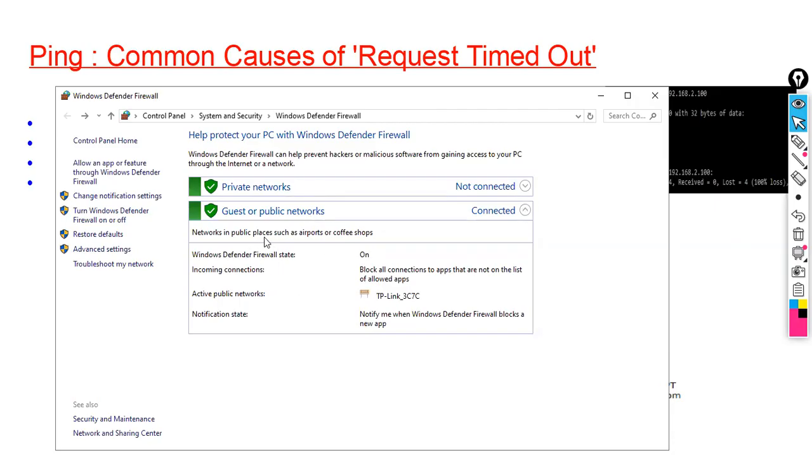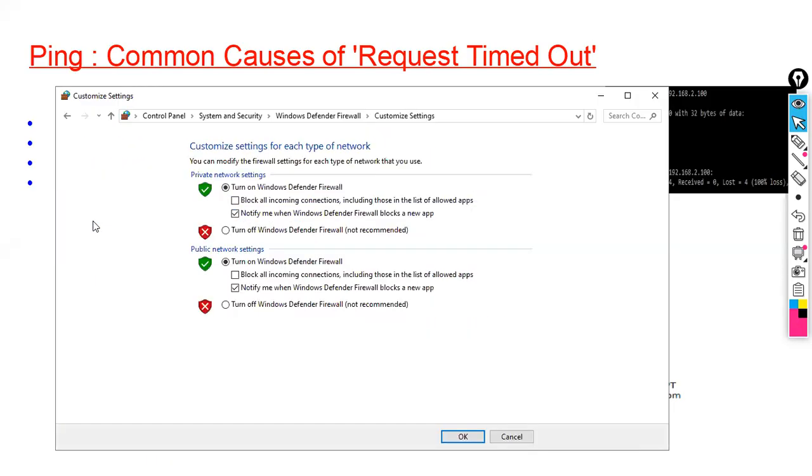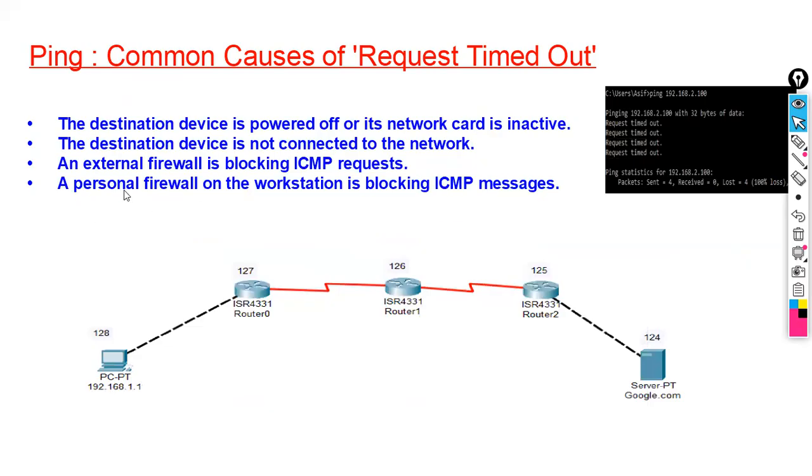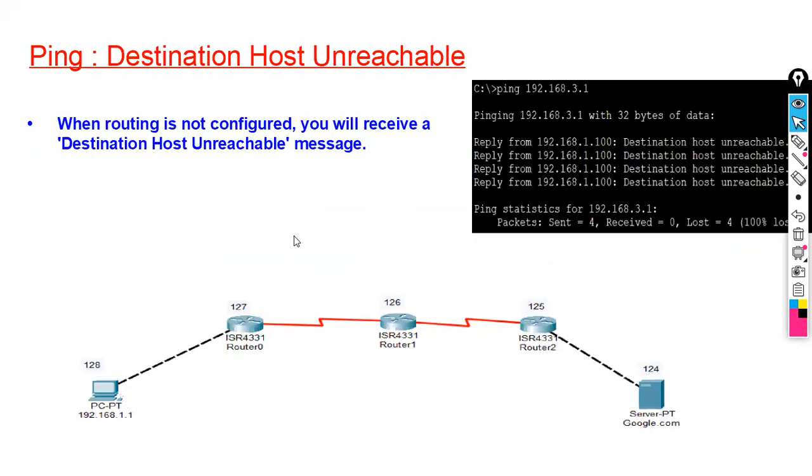So if it is turned on, this is the possible reason that this firewall is blocking the ping request. So you need to turn it off. How will you turn it off? You will go to Windows Defender, turn Windows Defender firewall on or off, and you can turn it off from here. So this is the fourth possible reason. There might be some other reasons, but these are the common possible problems.